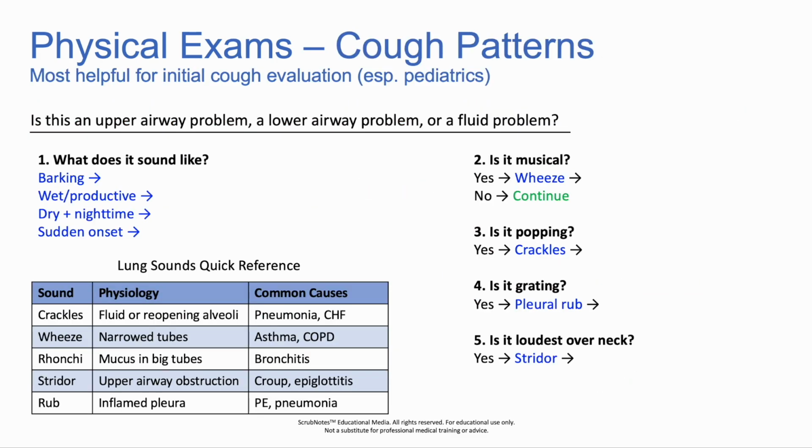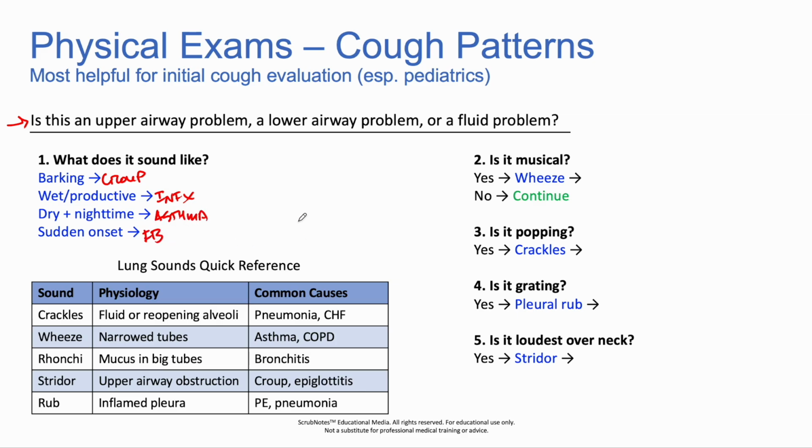So I wanted to connect the cough patterns with your initial evaluation, especially for pediatrics. You're basically asking, is this an upper airway problem, a lower airway problem, or a fluid problem? You'd want to start with the sound. If there's barking, think croup. If it's wet, think infection. If it's a dry cough, asthma is more likely, and with sudden onset, foreign body.